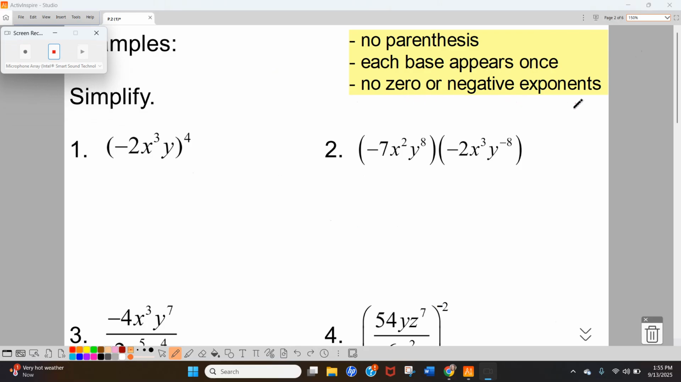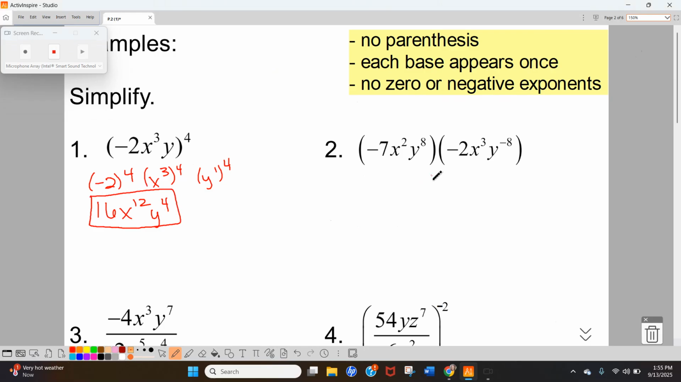All right, so this one is pretty simple. We're just going to take each piece that's being multiplied here and raise it to the fourth. So if we do negative 2 to the fourth, 2 times 2 is 4, times 2 is 8, times 2 is 16, and it was negative 4 times, so it ends up being positive. Then x to the third to the fourth, 3 times 4 is x to the 12th. And then y to the first raised to the fourth, so y to the fourth. 1 times 4 is 4.